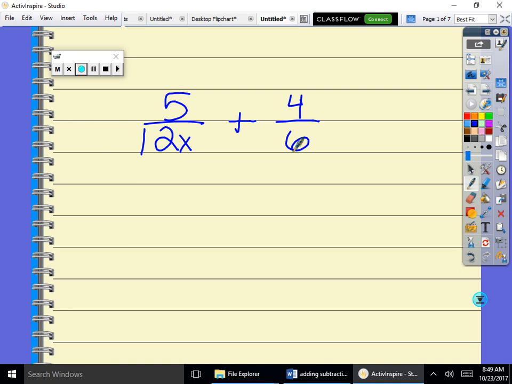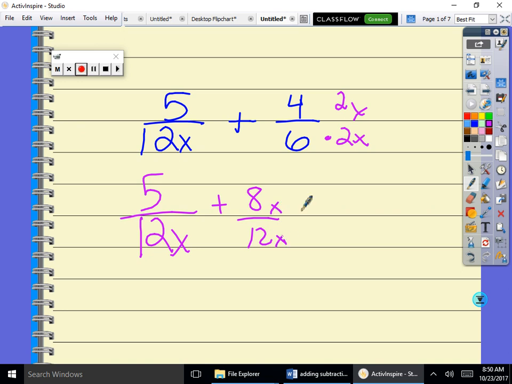Okay, what's my common denominator? 12x. Okay, so I heard 12x, yes? So this one already has 12x, so I'm not going to touch this fraction at all. How do I turn 6 into 12x? Multiplying by 2x. So then that's plus 8x over 12x for a final answer of 5 plus 8x over 12x. I cannot combine because they don't both have an x.